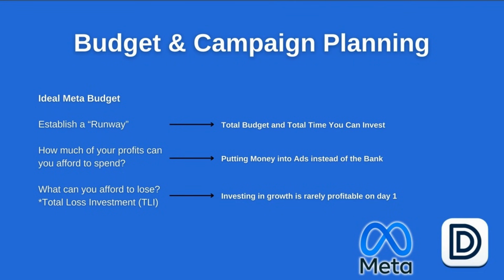Another way of looking at your budget is to think of how much of your profits can you afford to spend. Think of this as putting money into your ads instead of your bank account. For instance, if you make $500 profit today, could you spend $50 on ads? How about $100? That's 10% or 20% of your profit per day that could potentially go into ad spend. Now, maybe that's over the course of a week and you want to ultimately determine what your budget should be.